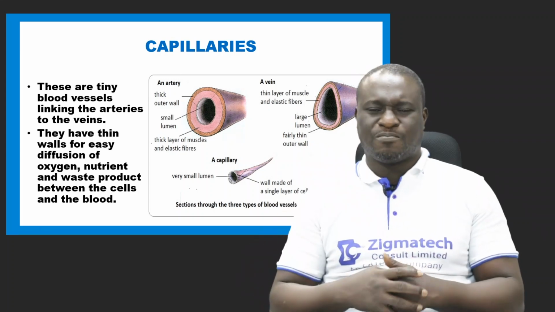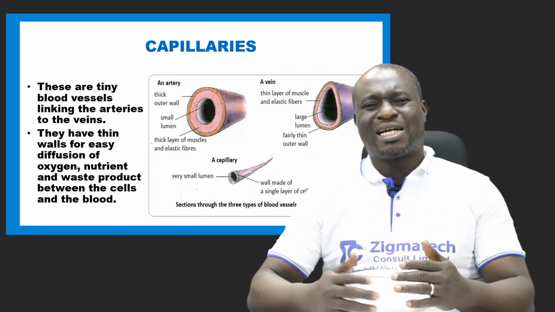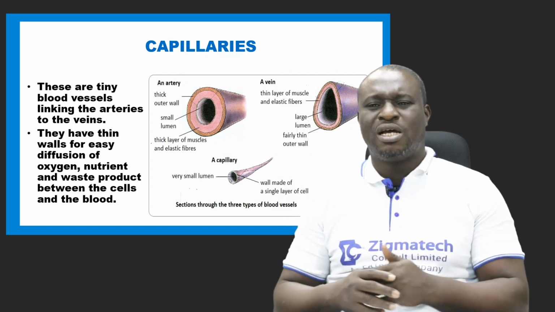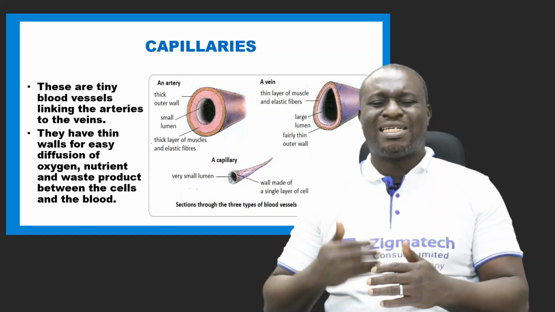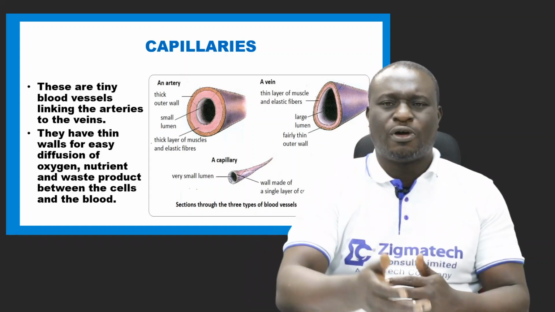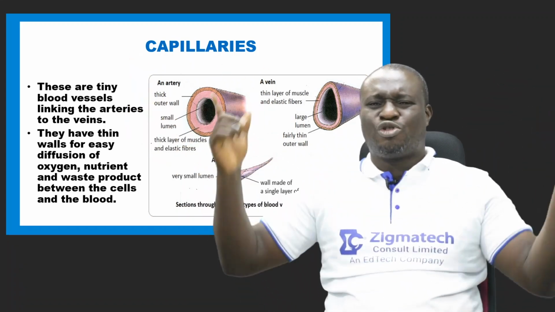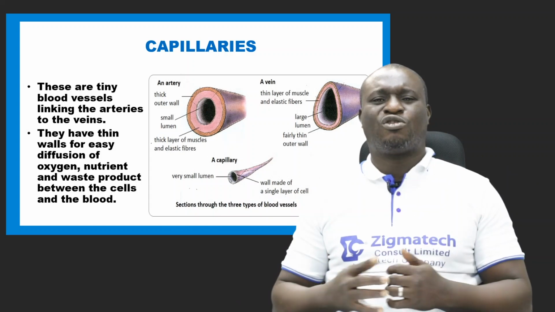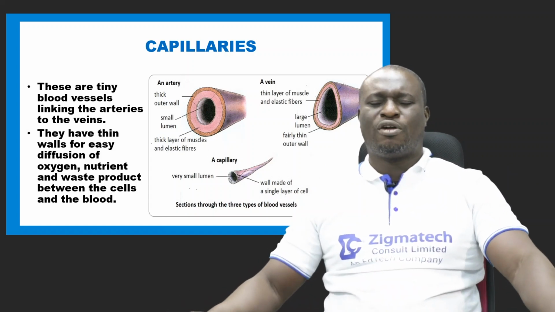Easy diffusion into the cells. Okay, oxygen can easily diffuse into the cells. Nutrients, digested food can easily diffuse. Waste products can diffuse from the cells into the blood, and the blood capillaries carry them to the veins and all that, and several distributions, and remove them out from the body. So these are what we call blood vessels.